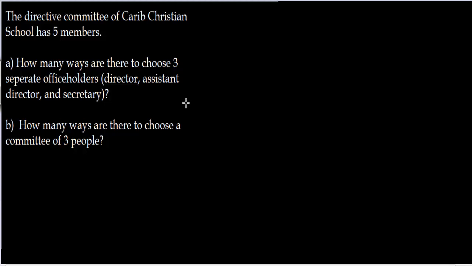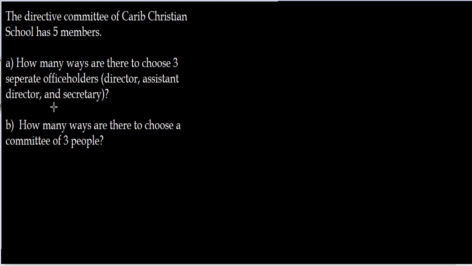Hello again, this is example 2 on permutations and combinations. The directive committee of Carib Christian School has 5 members. How many ways are there to choose 3 separate office holders: director, assistant director, and secretary? And how many ways are there to choose a committee of 3 people?